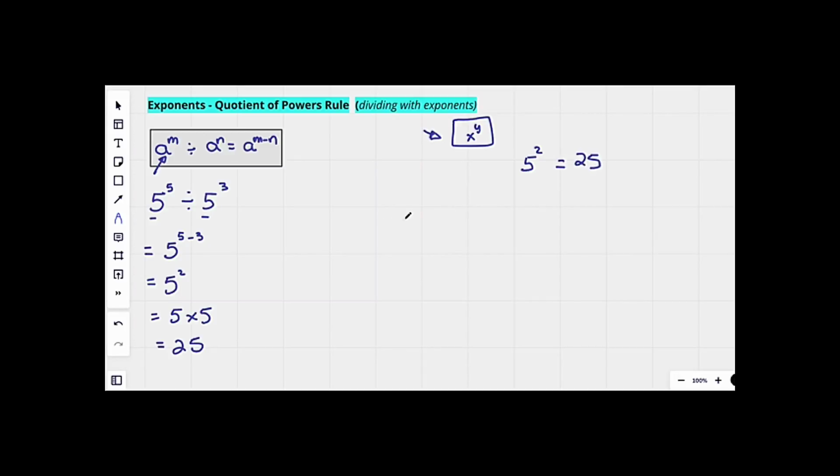Now, just as a recap, we need to remember what these exponents actually mean. So remember, an exponent means how many times you're going to multiply the number by itself. So if we have 5 to the power of 3, that is the same thing as 5 times 5 times 5. If we have 4 to the power of 4, that is the same thing as saying 4 times 4 times 4 times 4. If we've got 8 to the power of 2, that is the same thing as 8 times 8.